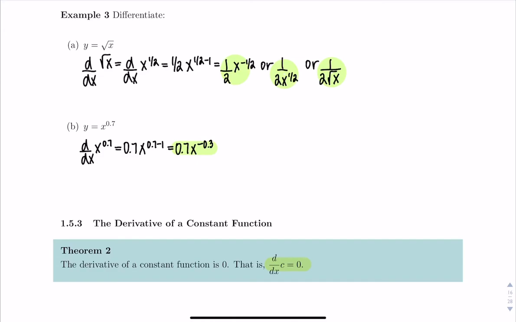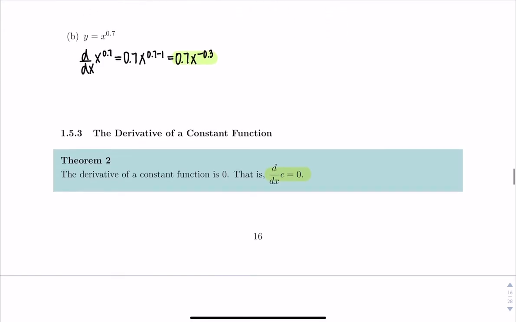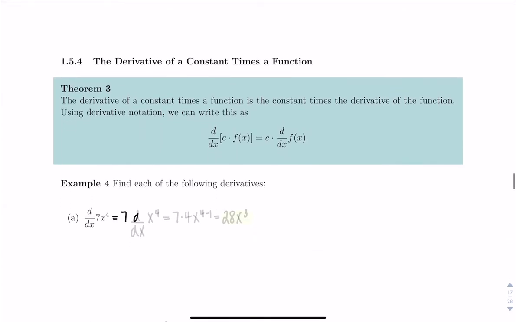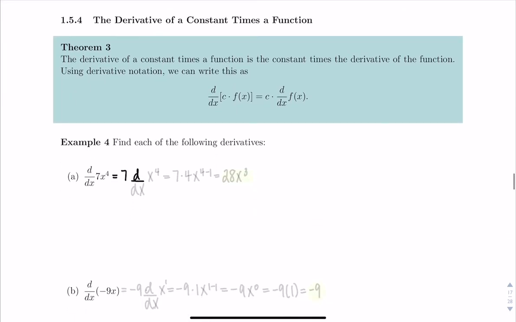So the derivative of 7x to the 4th, we can pull that 7 out front and then find the derivative of x to the 4th. So that's 7 times 4, x to the 4 minus 1, or we got 28x cubed.